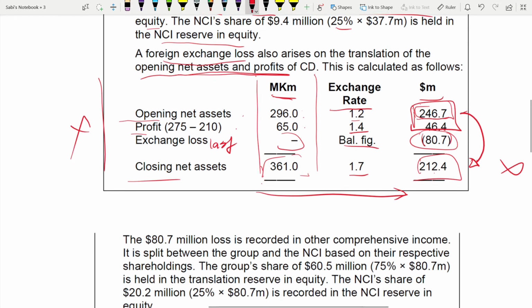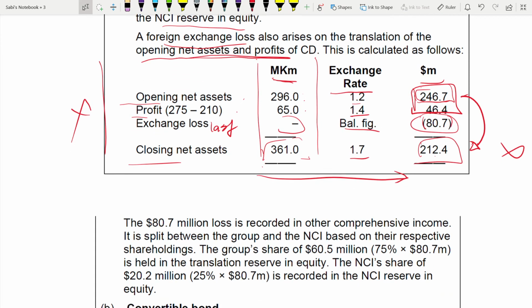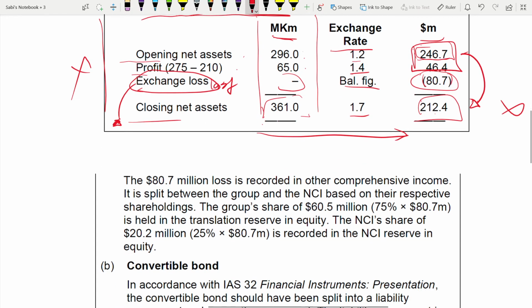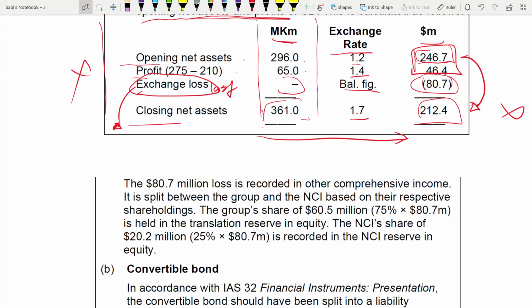So now all your focus will be on this exchange loss, where you should record it. How are you going to split it? That's the requirement. You're not going to say opening net asset will be here, profit will be here, closing net. That's not required, so don't waste time explaining one by one. Stick to the requirement.